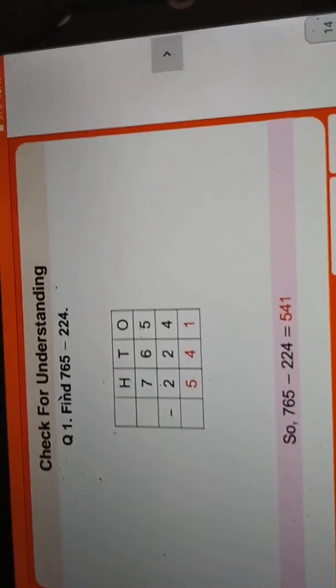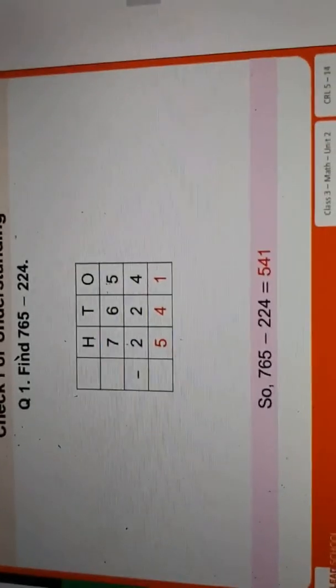Okay students, I hope your work is complete. Now we'll start the next worksheet, number 12. That worksheet will start now.